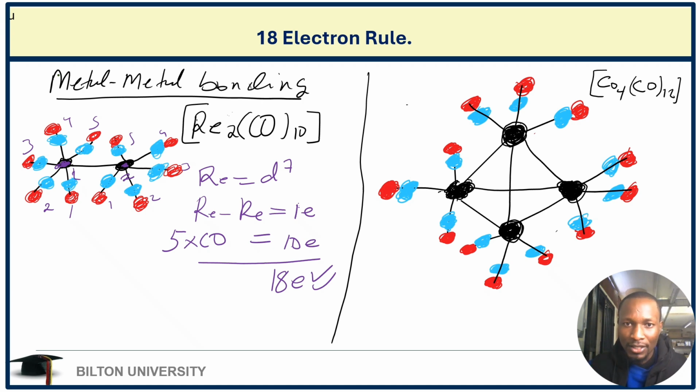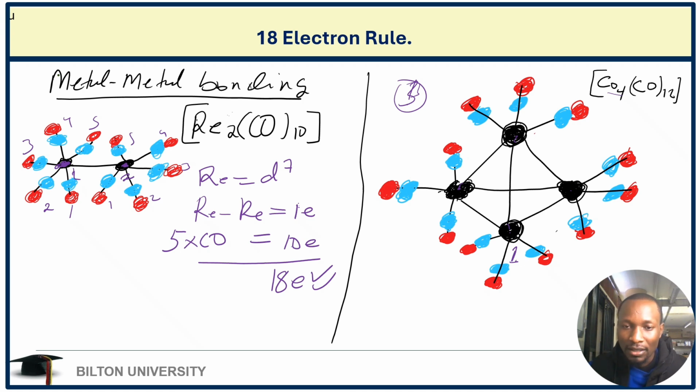So let's look at the one on the right hand side. This is B. So this is cobalt. So we have cobalt, and our metal here is cobalt, and then we have 12 carbonyls. Okay, the ones in black are the metals, which in this case are cobalt. So how many do we have? We have 1, 2, 3, and 4. So we have 4 cobalt metals. And I want us to focus on each metal at a time. So I'll take this one as our metal of focus.